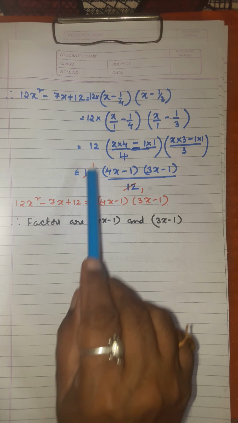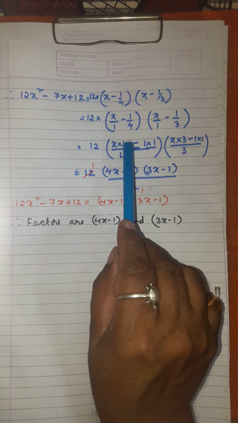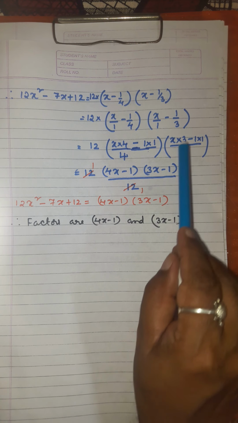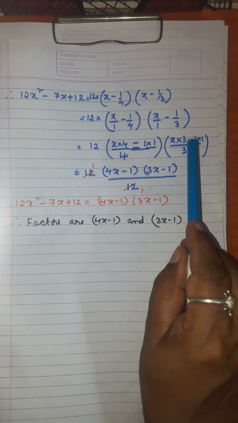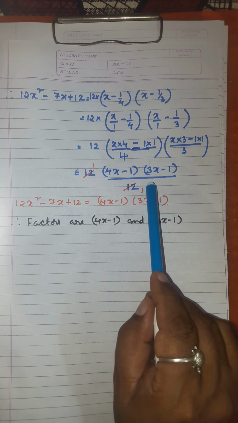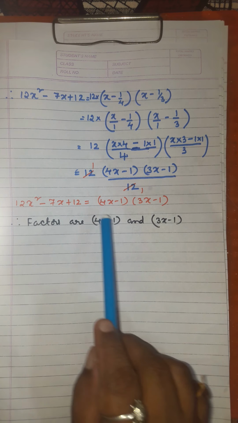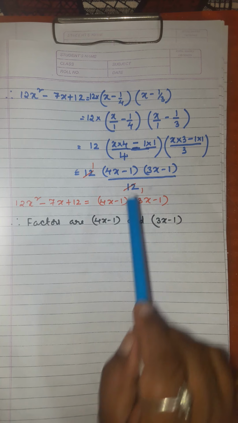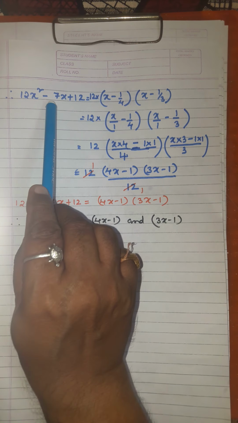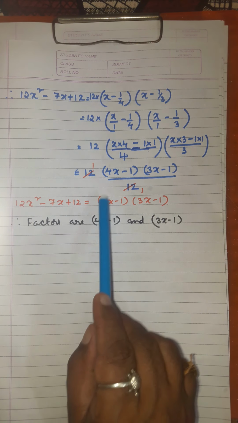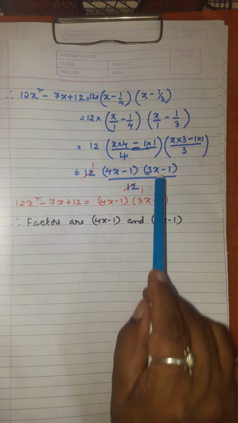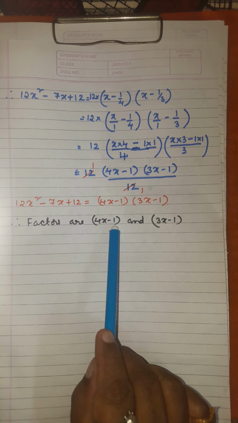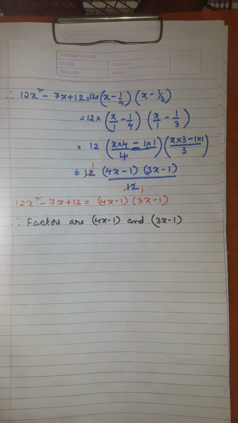Let us simplify. 12 as it is, 4 into x, 4x, minus 1 into 1, minus 1, then x into 3 is 3x, minus 1 into 1 is 1, all divided by 12. See, we can divide 12 and 12 by cancellation, 12 1 times, 12 1 times. So therefore 12x square minus 7x plus 1 is equal to 4x minus 1 into 3x minus 1. Therefore, the factors are 4x minus 1 and 3x minus 1.